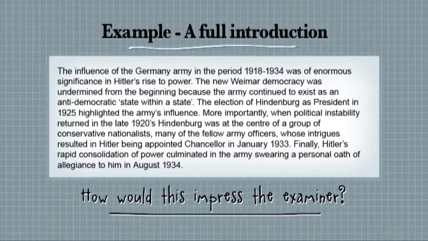So we've got that first sentence: the influence of the German army in the period 1918 to 34 was of enormous significance in Hitler's rise to power, and that's already got you off to a good start. The new Weimar democracy was undermined from the beginning because the army continued to exist as an anti-democratic state within the state. The election of Hindenburg as president in 1925 highlighted the army's influence. More importantly, when political instability returned in the late 1920s, Hindenburg was at the centre of a group of conservative nationalists, many of them fellow army officers, whose intrigues resulted in Hitler being appointed Chancellor in 1933. Finally, Hitler's rapid consolidation of power culminated in the army swearing a personal oath of allegiance to him in 1934.